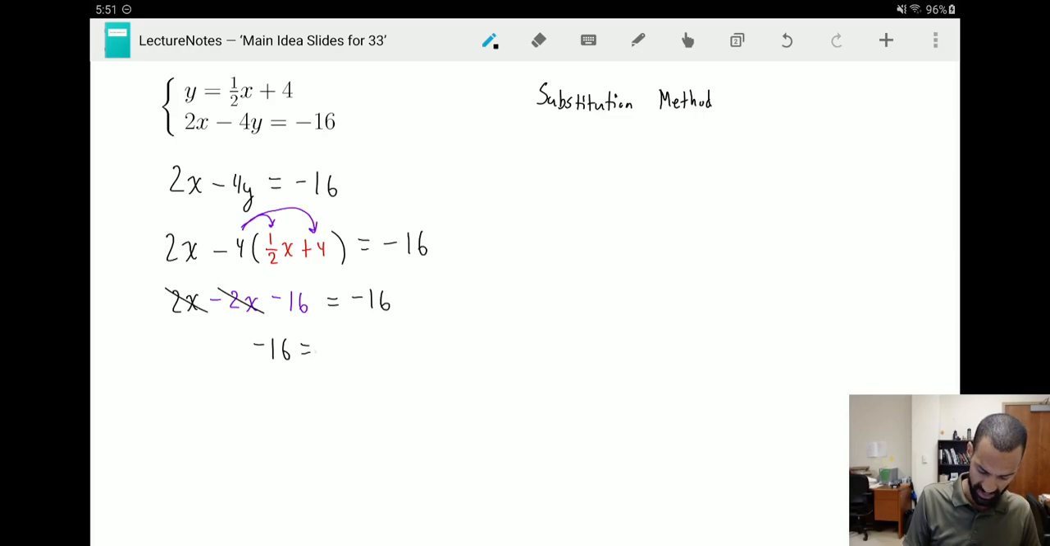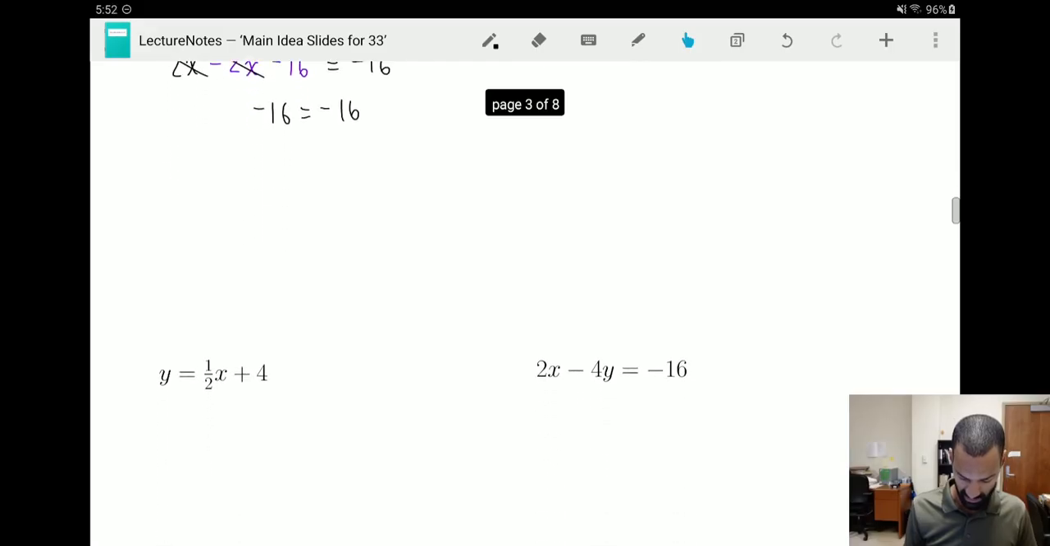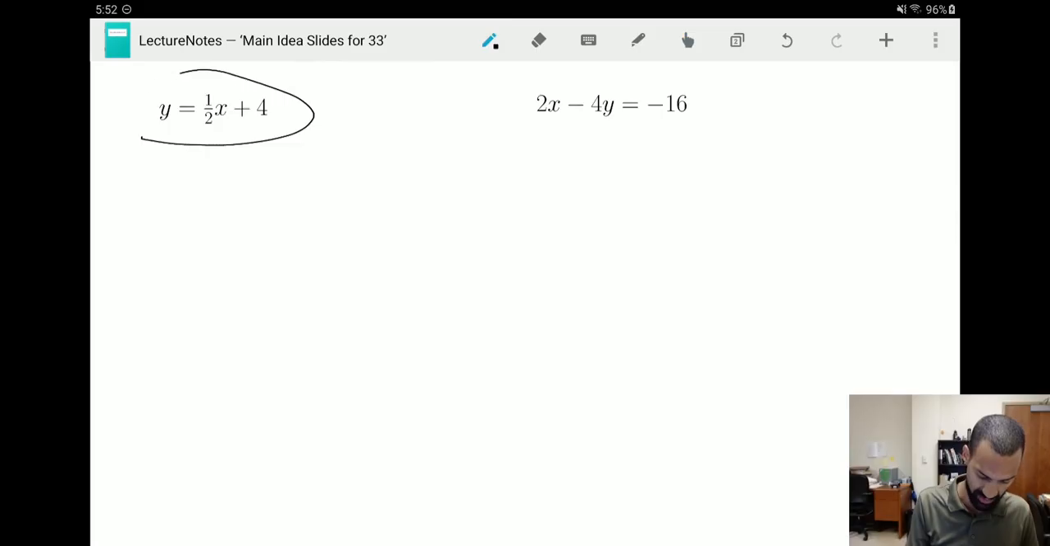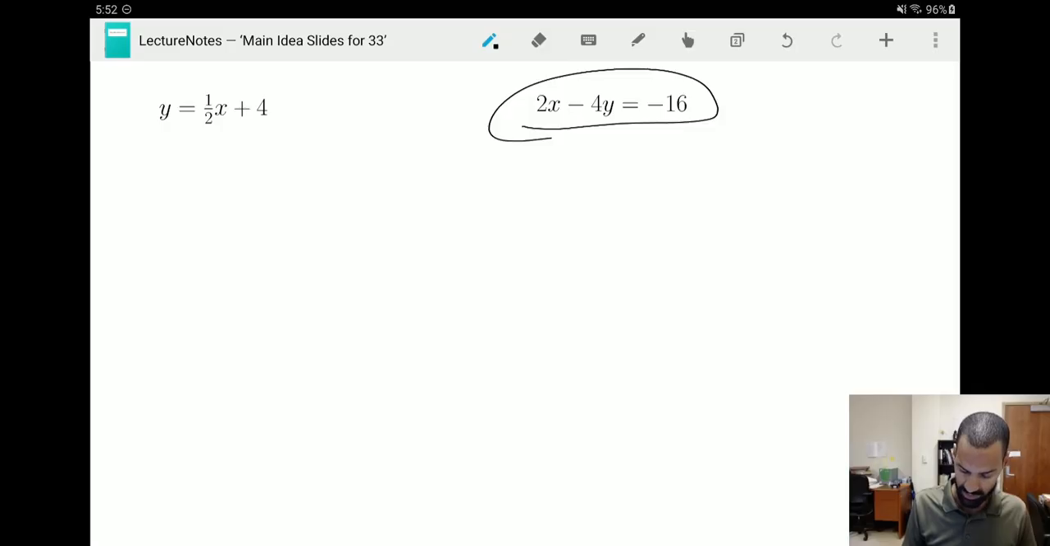Okay, we have a special case here. Something is happening. Negative 16 equals negative 16. What do I do with that? Well, let's investigate a little bit further. Let's look at these two equations separately. So y equals 1/2 x plus 4, 2x minus 4y equals negative 16. Let's put them in the same form and see what we get. I'm going to convert this one to slope-intercept form. I think that's the easiest thing to do.